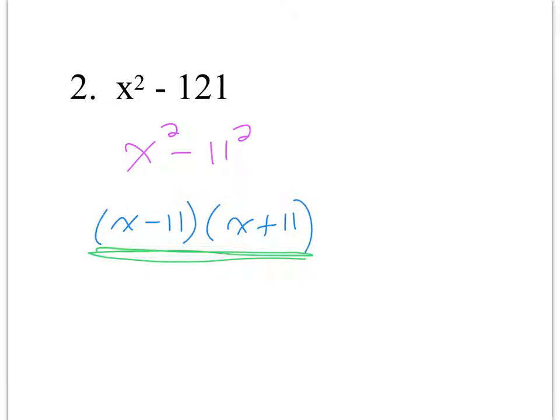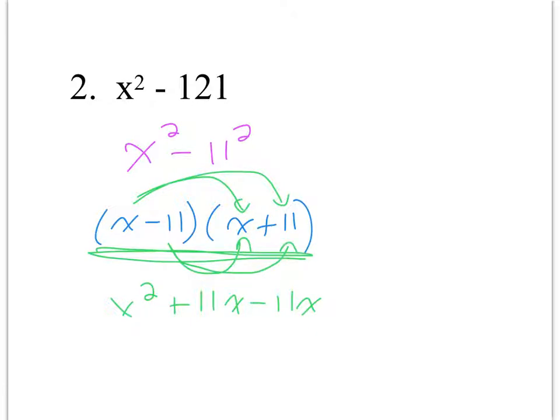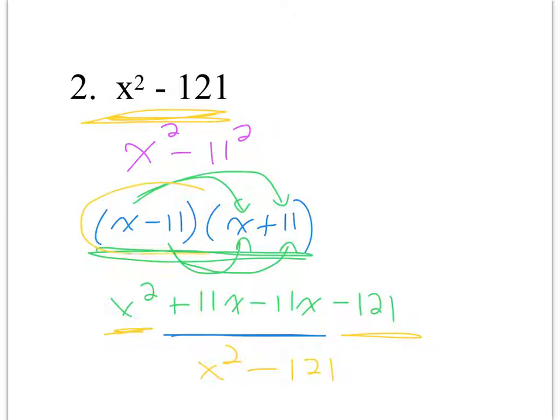But if we were to FOIL, x times x is x squared. X times positive 11 is plus 11x. Negative 11 times x is negative 11x. And negative 11 times positive 11 is negative 121. Notice once again my middle terms cancel, and I'm left with x squared minus 121. This is a difference of squares in product form. This is a difference of squares in factored form.